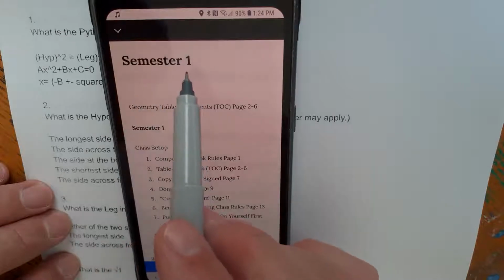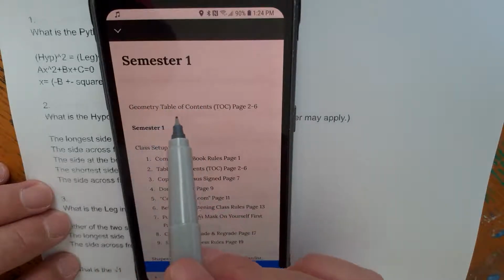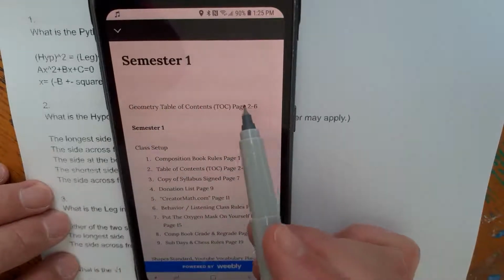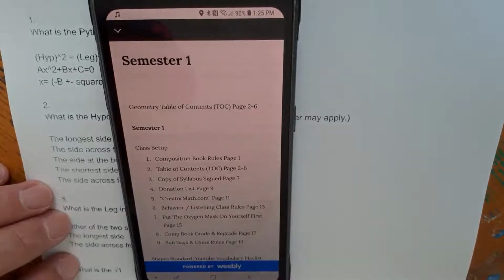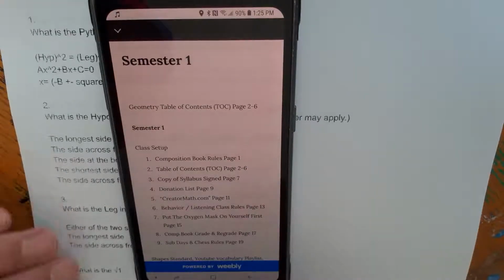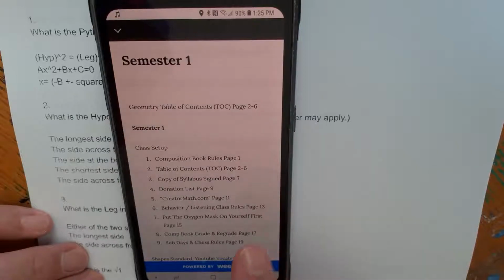We're in the lesson from semester 1 here, and we're looking at Geometry Table of Contents. This should have been written on pages 2 through 6 of your composition book already. If not, stop what you're doing and write it in. Please follow the video on how to number the pages of your comp book so that you get that right.